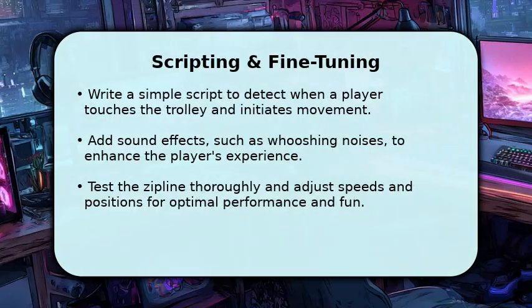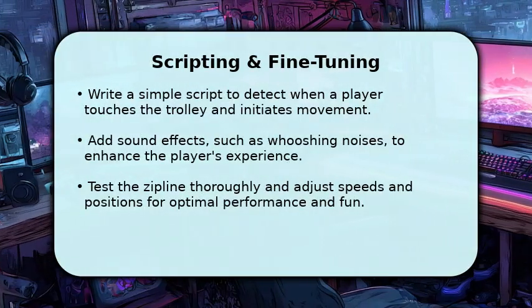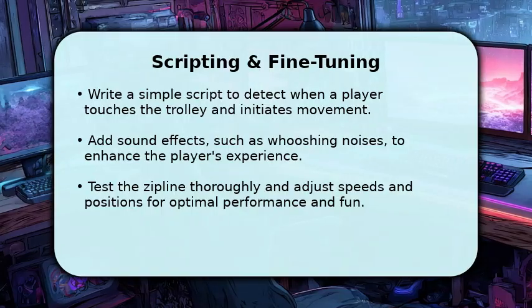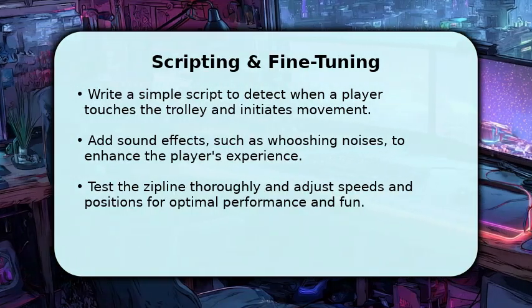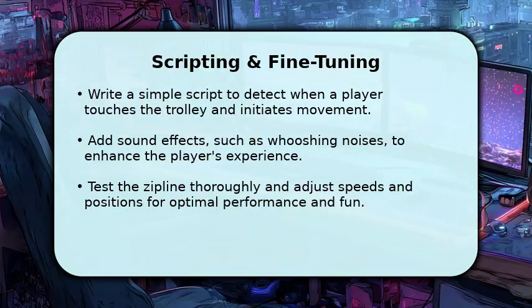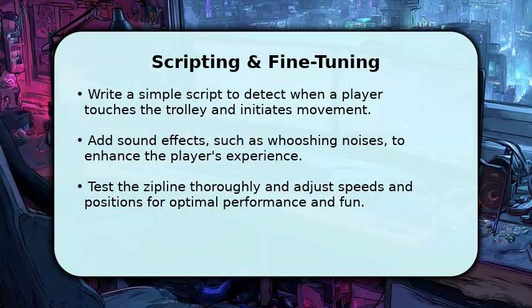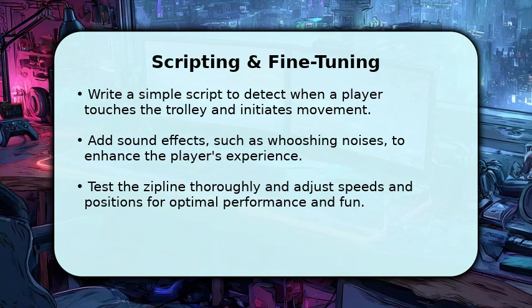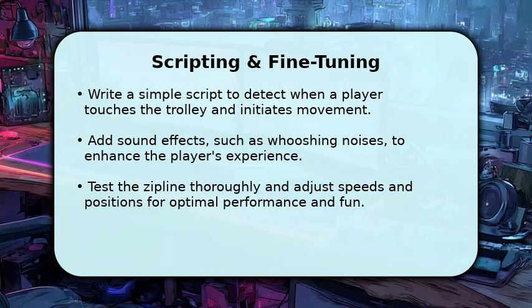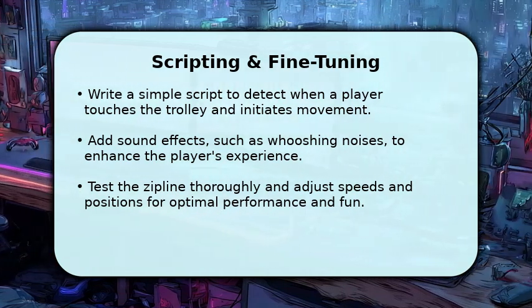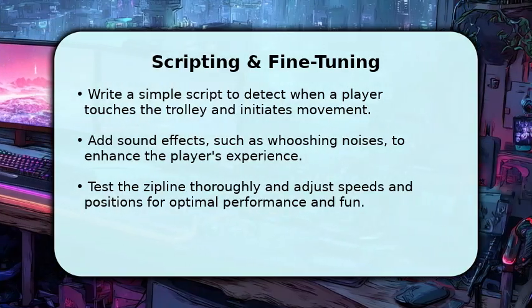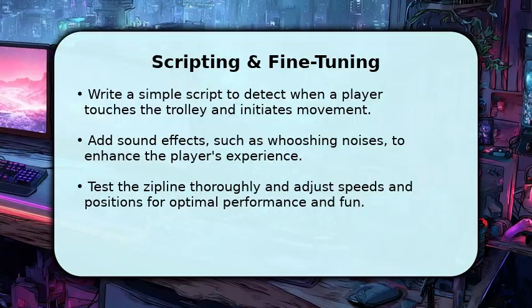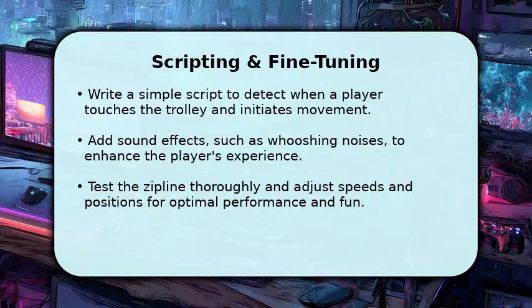Finally, let's bring our zipline to life with a script and some fine-tuning. You'll need a basic server script to detect when a player touches the trolley and then activate its movement. Consider adding sound effects, like a whoosh, and visual cues to make the experience more immersive. Test your zipline repeatedly, adjusting the trolley's speed, perhaps to 25 studs per second, and its starting position until it feels perfectly smooth and enjoyable for all players.